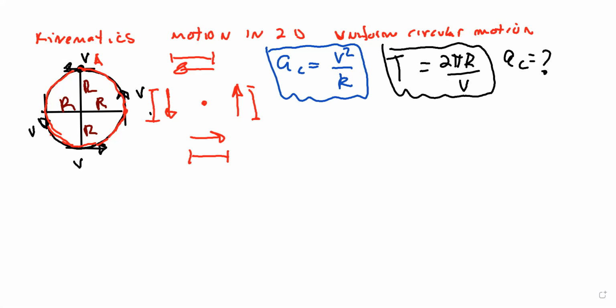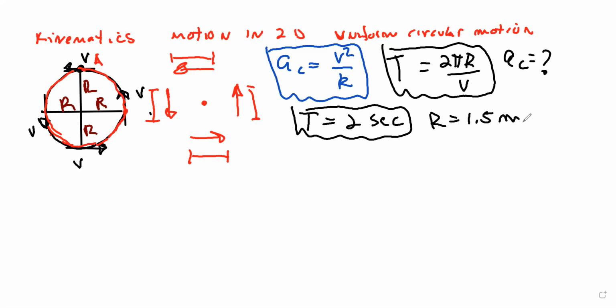So let's do an example to make this more clear. Let's suppose that the period is 2 seconds. That means that you make a whole trip in 2 seconds. You start at point A, walk all the way around, and end up again at point A. And let's say that the radius is 1.5 meters. This would be your radius, and your radius is constant too. And you want to find the centripetal acceleration.